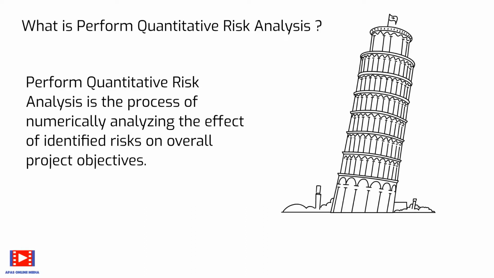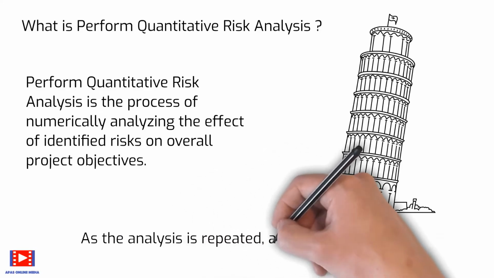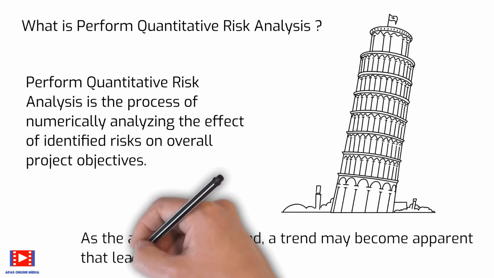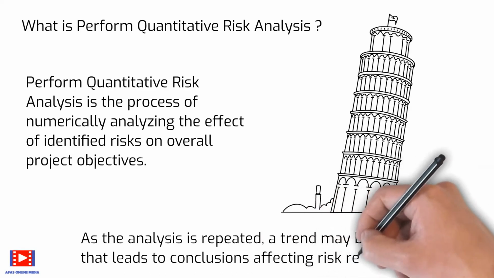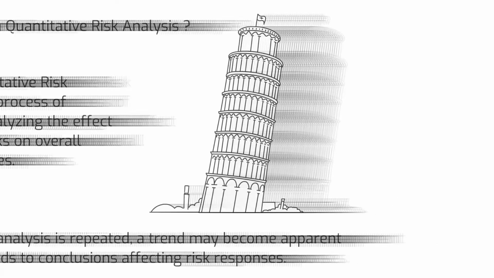Perform quantitative risk analysis should be repeated as needed as part of the control risks process to determine if the overall project risk has been satisfactorily decreased. Trends may indicate the need for more or less focus on appropriate risk management activities. As the analysis is repeated, a trend may become apparent that leads to conclusions affecting risk responses.